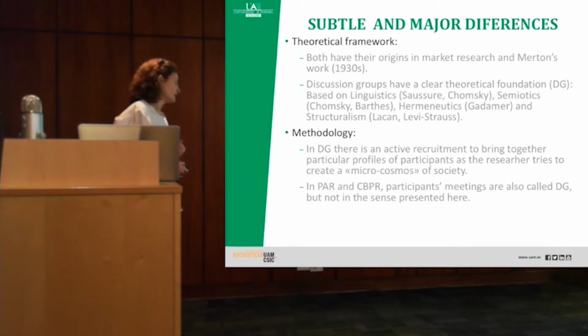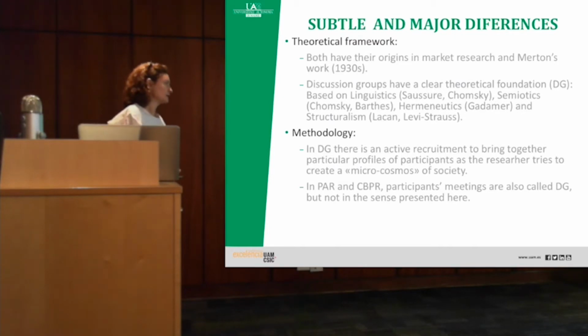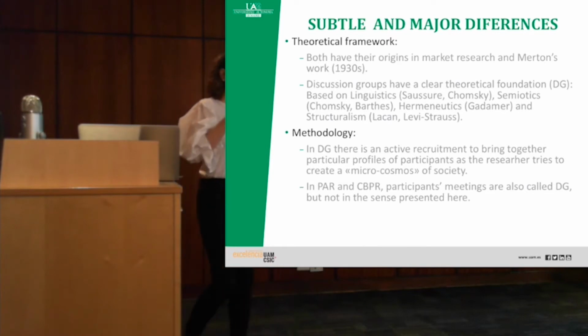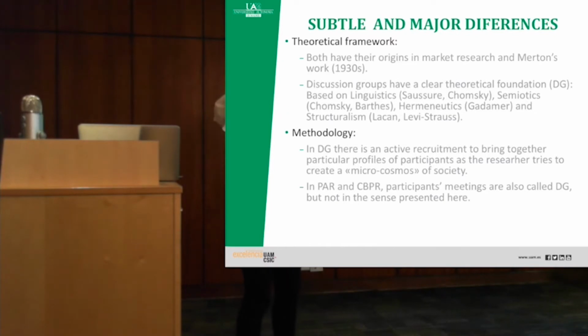Of course, in participatory action research, participants' meetings are also called discussion groups, but not in the same sense presented here. There could be groups of discussion, putting the stress in the discussion that is generated in these participatory groups, but they are not discussion groups in the sense that the discussion is there because there is a group that can discuss. Okay? So the stress is put in the group and not in the discussion.